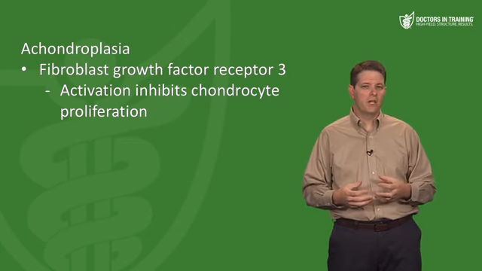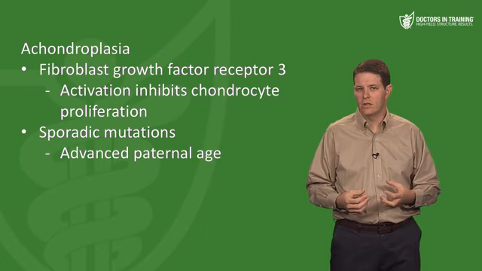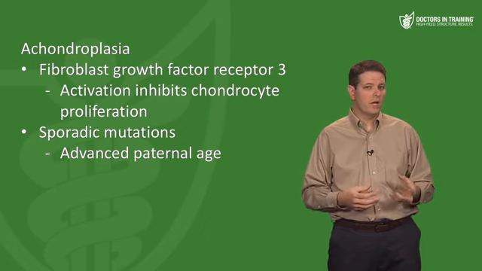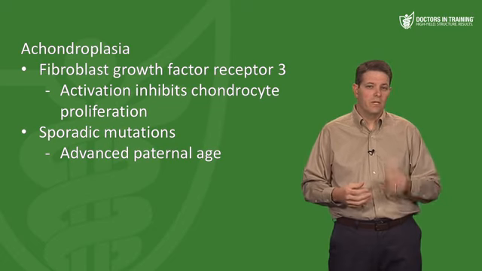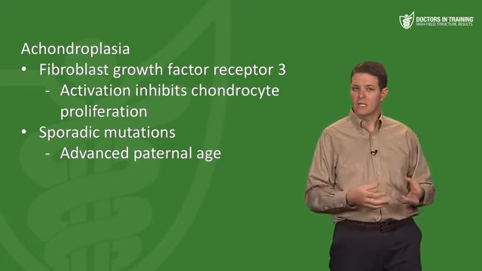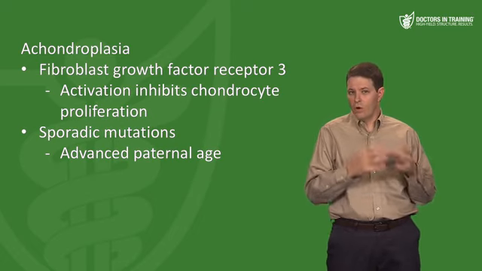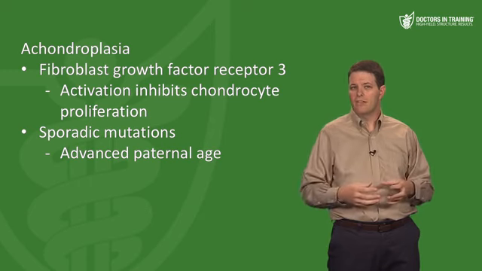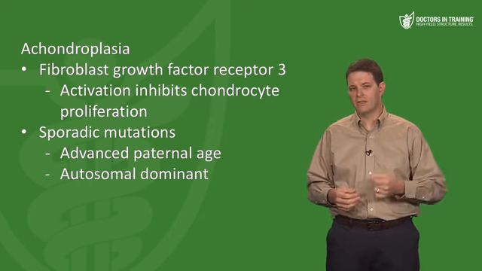Now, the majority of these mutations occur sporadically, and they're associated with advanced paternal age. So the older the father is when they have a child, the more likely that child is going to have achondroplasia. Now, individuals with achondroplasia have normal life expectancy and normal fertility. That mutated FGFR3 gene, even though it arose sporadically in the father, can be passed on in an autosomal dominant fashion. So let's think through the genetics of this.